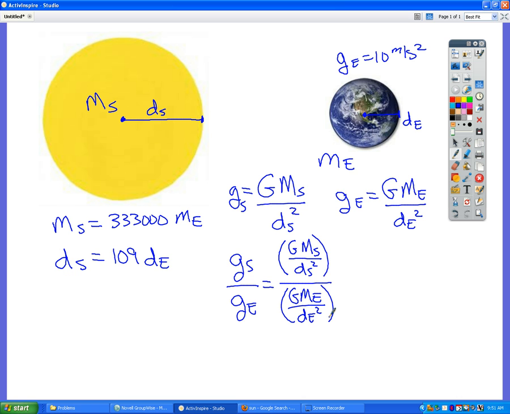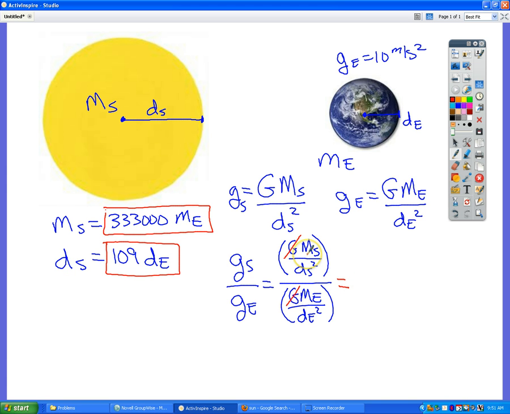So now we've set up a proportionality. If you look really carefully, you'll notice that we can cross some things off. The first thing we can cross off is big G. We know that it's the same on the top as it is on the bottom, and so we can just get rid of those. Let's also go back, and we're going to substitute in for mass of the sun. We're going to put in this number, and for the radius of the sun, we'll put in this number.